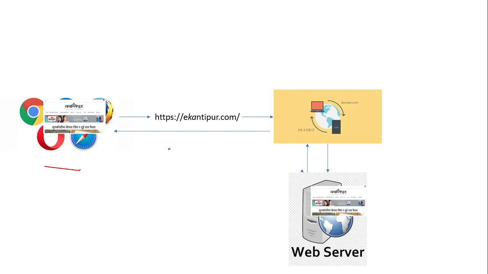So here we enter only the domain name, and the domain name will convert into the IP address. Through the IP address, we can access our website through the web server, and it will come back again to the web browser. So in this way, our websites work.